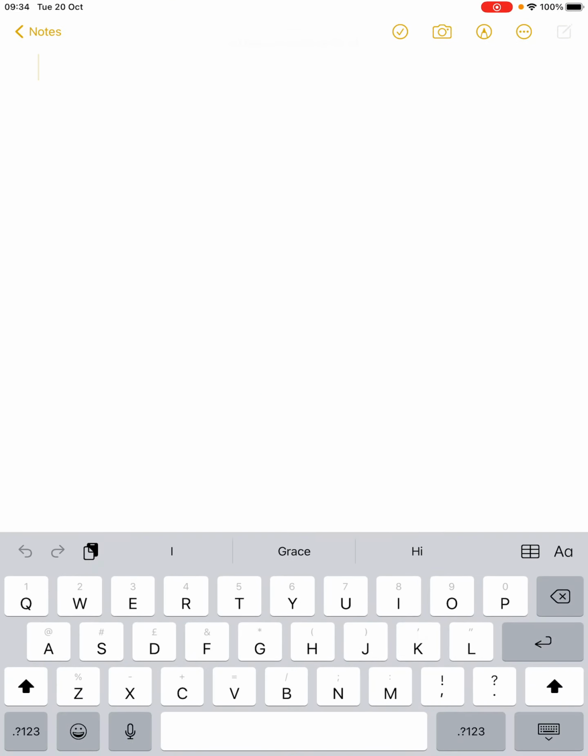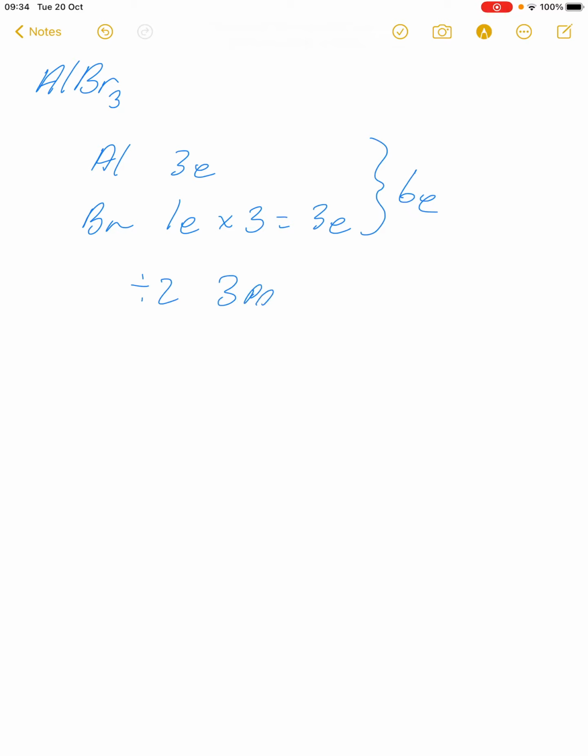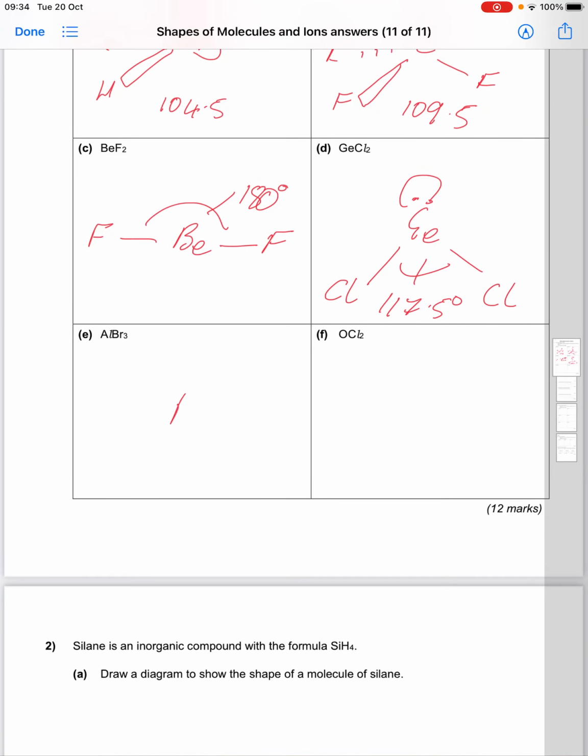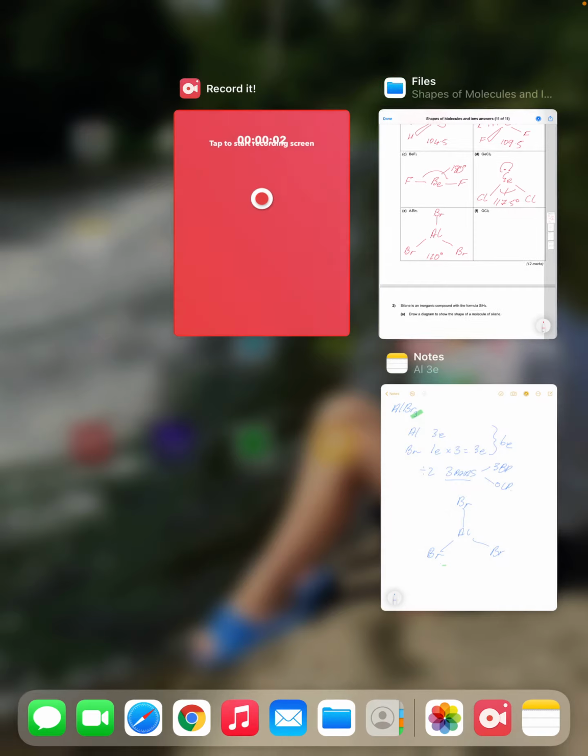Okay, next one. Aluminium bromide. So aluminium is in group 3, which means it has 3 electrons. Bromine can form 1 covalent bond, and there are 3 of them. So that's going to be 3. That's a total of 6 electrons. Divided by 2, that's 3 pairs. Check the formula. Well, there's only 3 things on here, which means 3 pairs are going to be 3 bonding pairs, no lone pairs. 3 means it's going to be trigonal planar with a bond angle of 120 degrees. So aluminium in the middle, bromine, bromine, bromine, 120 degrees. Okay, next one, OCl2.